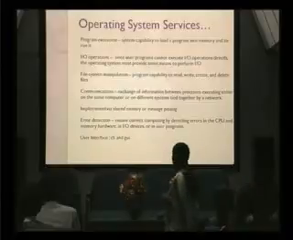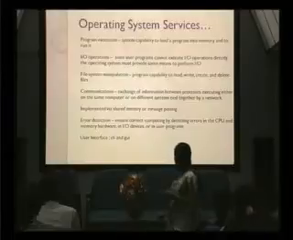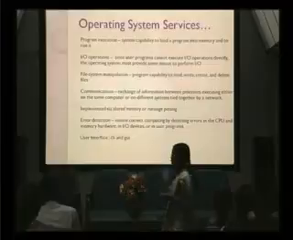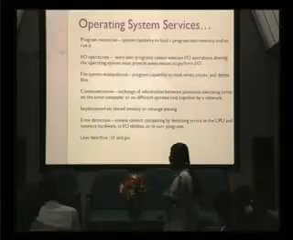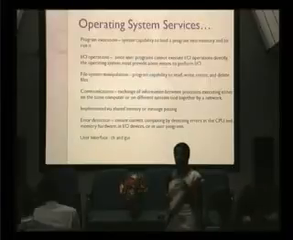Then IO operations, to execute IO operations directly. The operating system must provide some means to perform IO, so to perform any IO operations, it should provide the service. Then file system manipulation: read, write, execute. These are the tasks of the OS, the services provided by the OS. And communications: exchange of information between processes, inter-process communication, passing messages, or otherwise communicating with other processes.